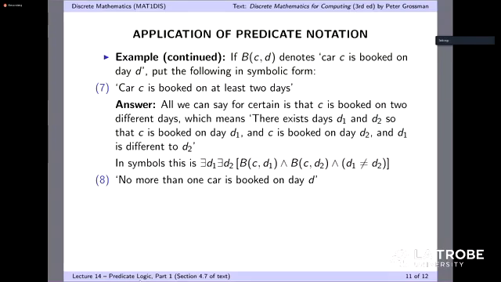Think of this question now. No more than one car is booked on day D. So you're fixing a day. We are given a day, and we want to say that not more than one car is booked on that day. You want to write in symbol form that on a particular day D, there is only one car that is booked, not more than one. How are we going to do that?